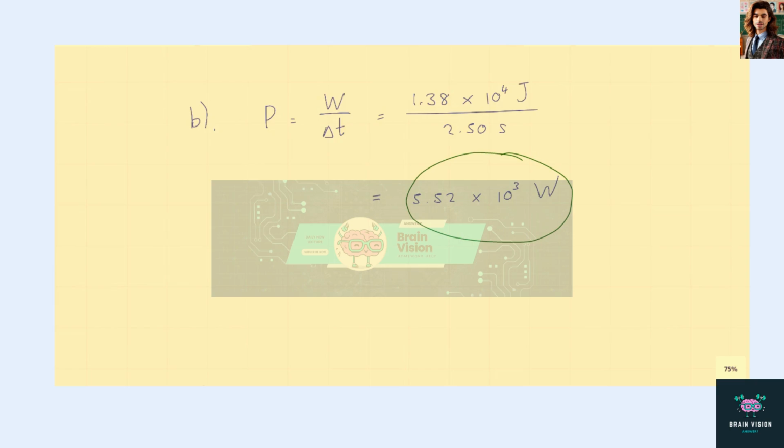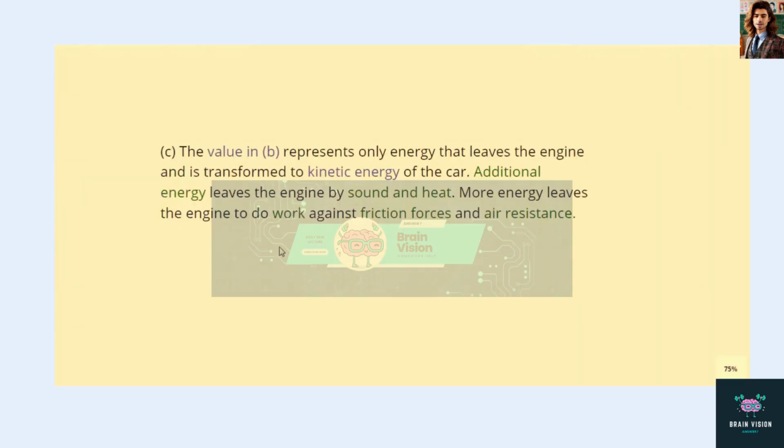Lastly, for part C, we want to know why the value in part B is described as the minimum value. The answer is that the value in B represents only energy that leaves the engine and is transformed to kinetic energy of the car. We also have additional energy that leaves the engine by sound and heat, and even more that leaves as the engine has to do work against frictional forces and air resistance.